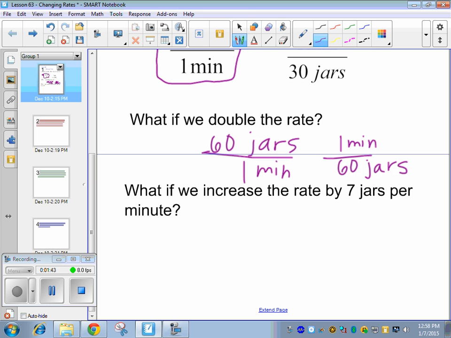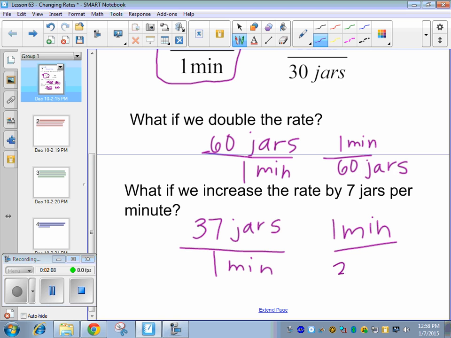And what if we increase the rate by 7 jars per minute? So if I increase the rate by 7, increase means we're going to add. So if I increase the rate by 7, that means I can do 37 jars per 1 minute. If I was doing 30 jars a minute and I increased by 7, now I'm doing 37 jars a minute. And then we can write this, of course, the flipped way.